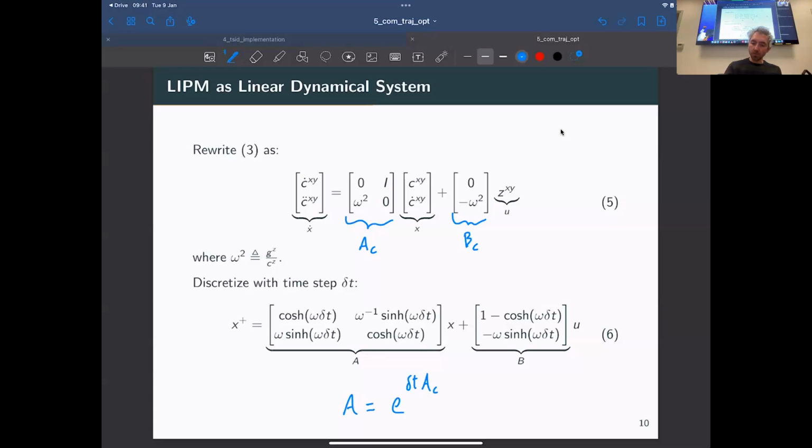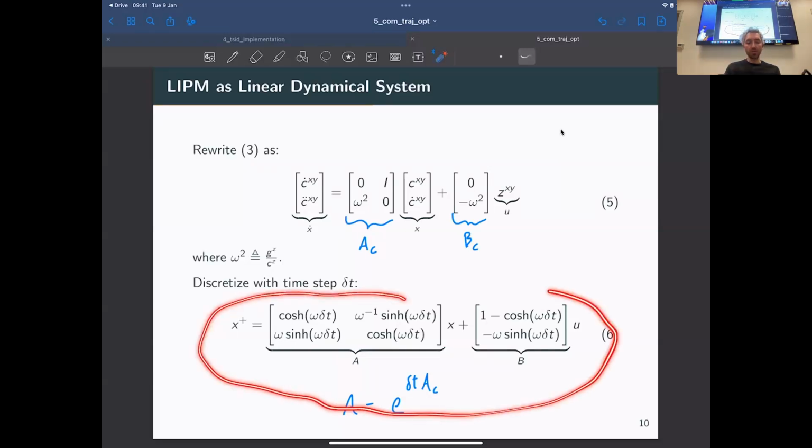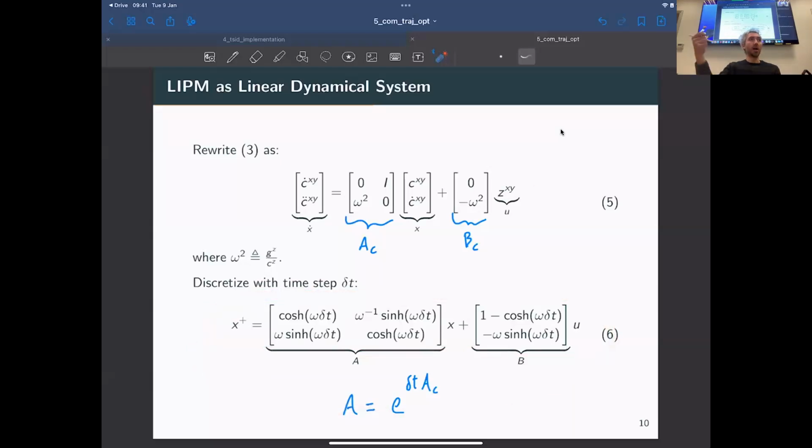So when we do trajectory optimization, this is the dynamics that we want to implement. We could have also used a more trivial discretization of this continuous dynamical system using something like explicit Euler. But this is really the exact solution of this continuous time dynamics, so it gives you a more precise prediction of the future evolution of the system.